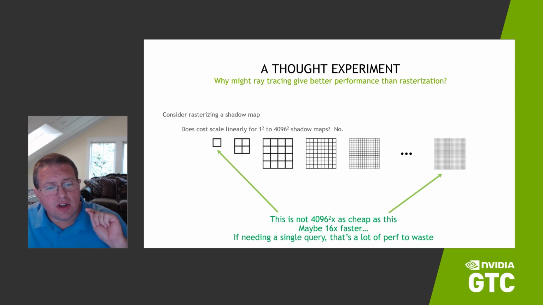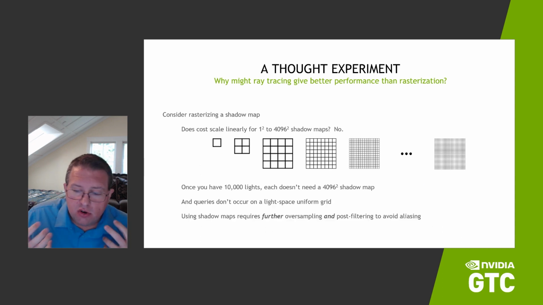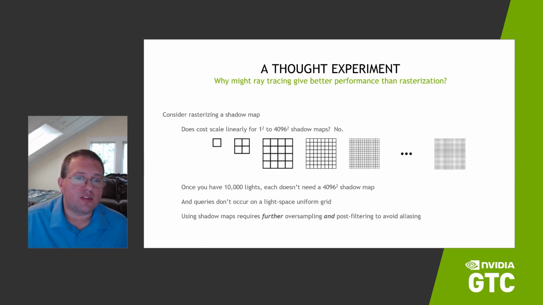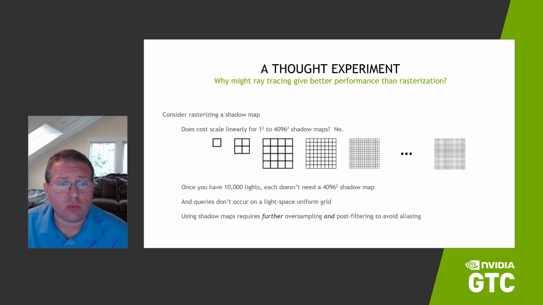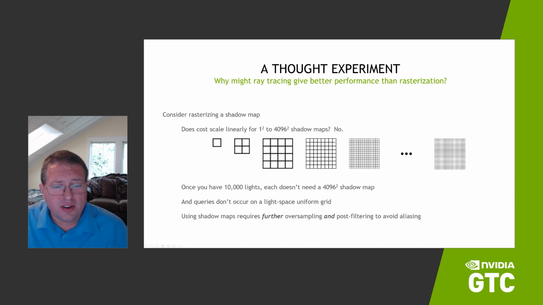And so if you need a single query, that's a lot of performance to waste. And when you start moving up to more complex lighting environments, let's say if you have 10,000 lights in your scene, you don't really need a 4K shadow map for each one. You probably could deal with much coarser sampling rate. But unfortunately, these queries don't occur on a light space uniform grid, and a shadow map is a light space uniform grid. So it forces you to often do further oversampling and then post-process filtering in order to avoid aliasing and moire patterns in your shadow map. And this is sort of unfortunate.